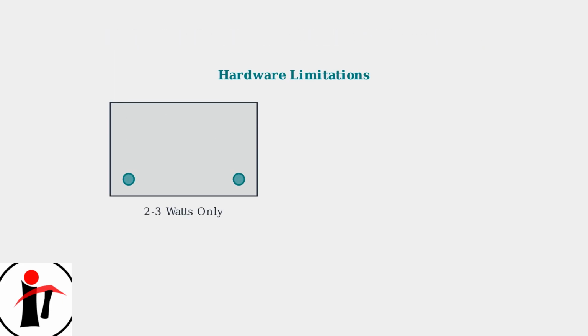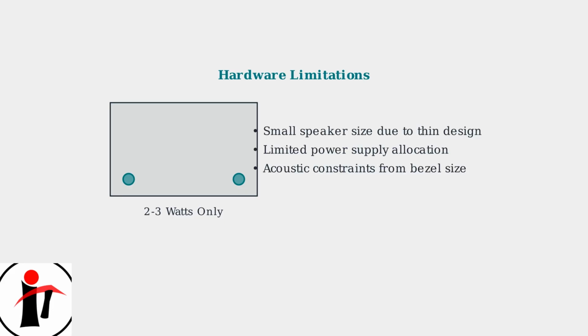Sceptre monitors use very small speakers, typically outputting only 2 to 3 watts, due to space limitations in their thin design. These limitations include the small speaker size required for thin bezels, restricted power supply allocation that prioritizes display functions, and acoustic constraints that affect sound quality and volume output.